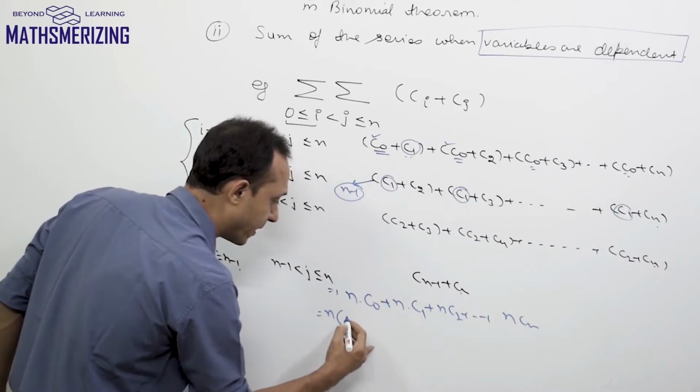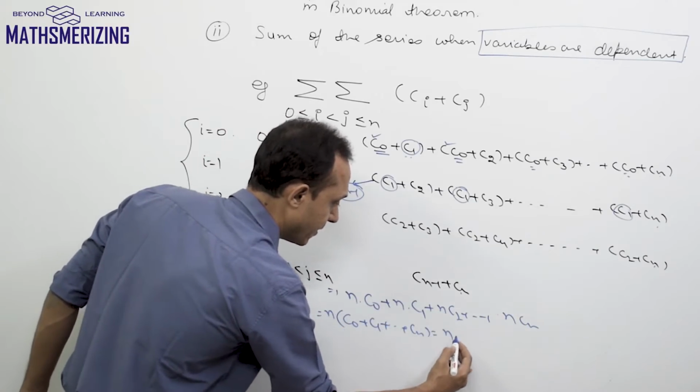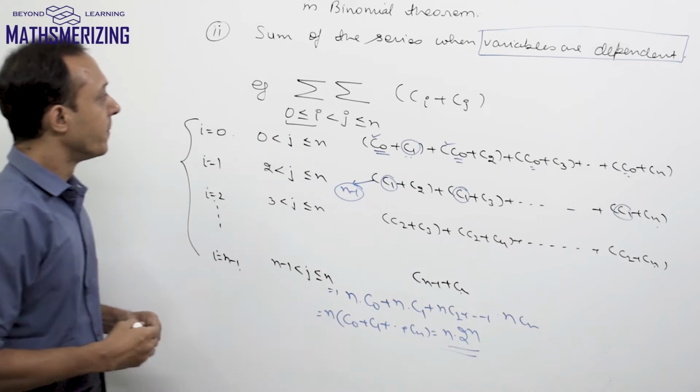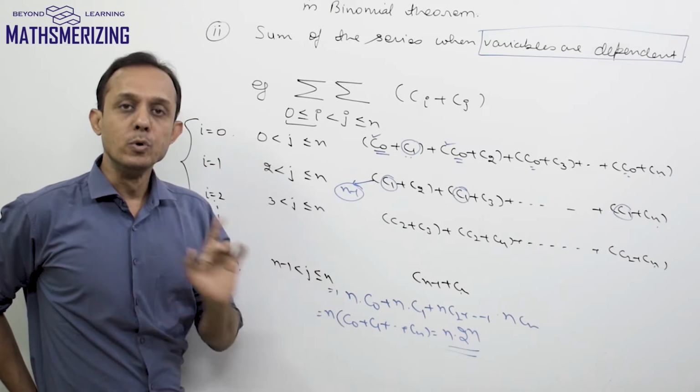So I'll take this n common, and I'll get C0 plus C1 plus up to Cn, and the summation of this series is 2 to the power n. So the answer to this double summation of Ci plus Cj will be n into 2 to the power n.